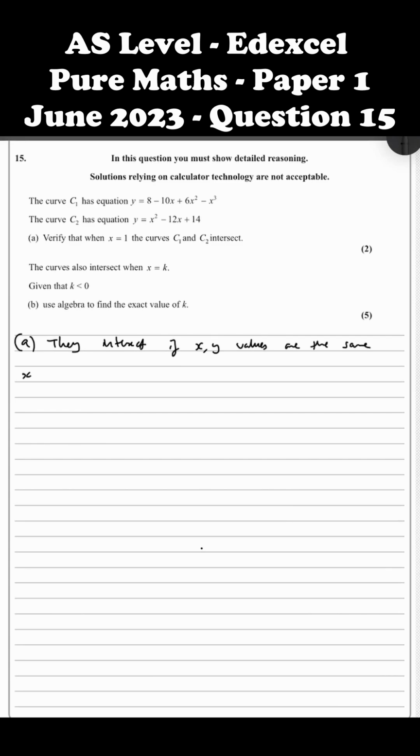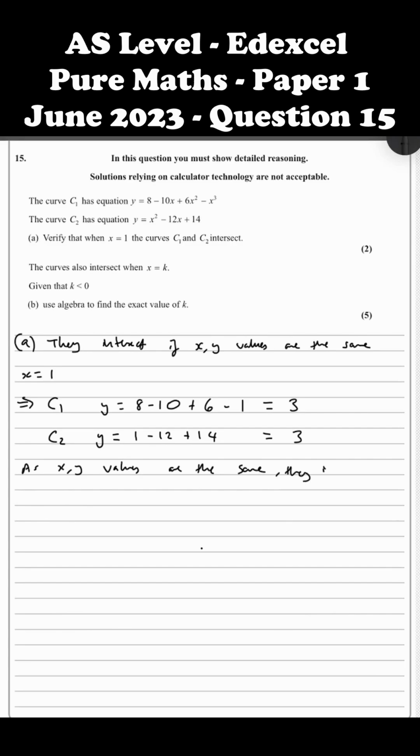So, x equals 1, I'm going to put that into curve C1, and I get y equals 8 minus 10 plus 6 minus 1, which is going to be 8 minus 10 is minus 2, plus 6 is 4, minus 1 is 3. And for curve C2, we're going to have x equals 1, x squared is going to be 1 minus 12 plus 14. This is 3. As the x, y values are the same, they intersect at (1, 3).